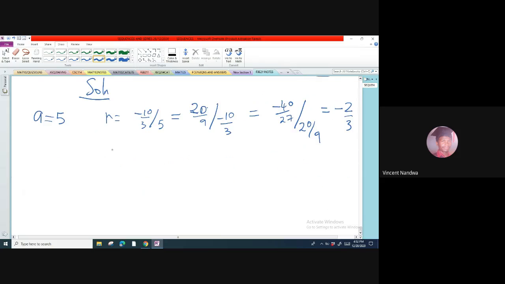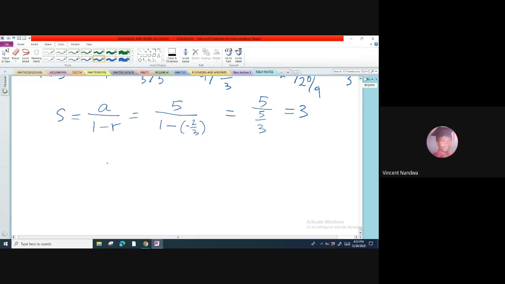So now S will be given by a over 1 minus r, which is 5 over 1 minus negative 2 over 3, which is 5 over 5 over 3, which is 3. So remember, we were able to use this formula because the absolute value of r is less than 1.